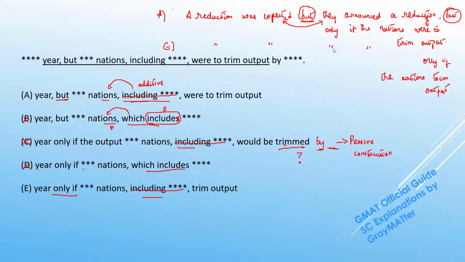But on the other hand, even though this "but" is present here, the second "but" is not present in the underlined portion. So if we go by that, a reduction was expected, but they announced a reduction only if the nations trim output. So this whole thing would contrast with a reduction was expected, but they announced it only with a condition. And this makes for proper contrast in meaning. So A does not make sense. E is your right answer.